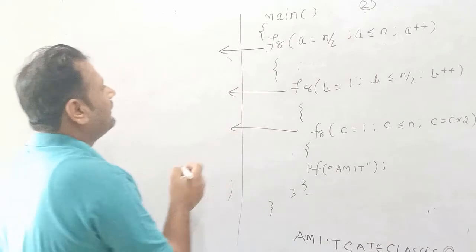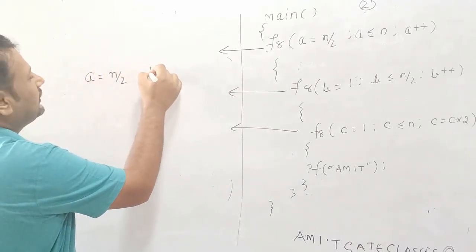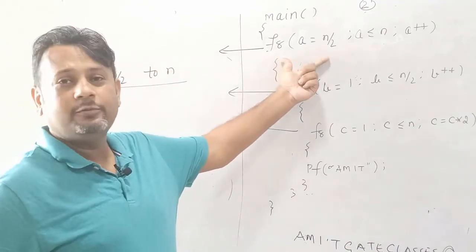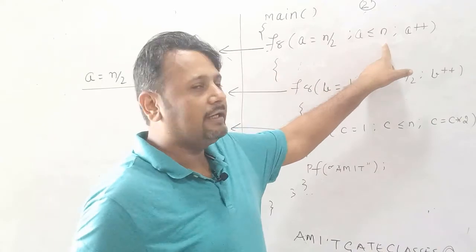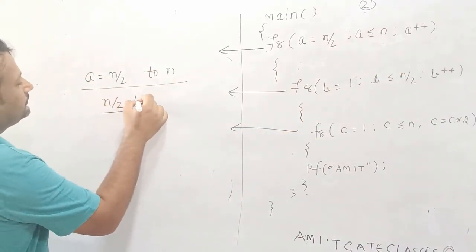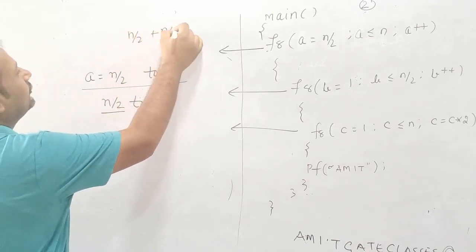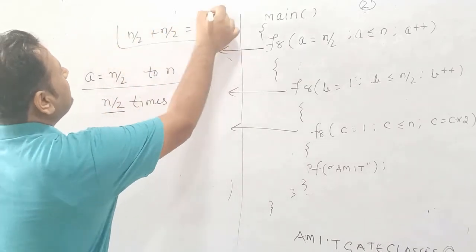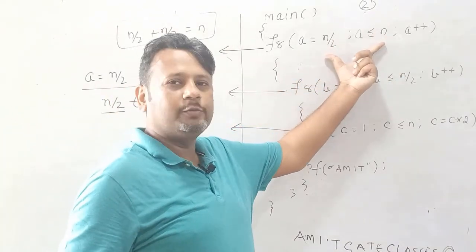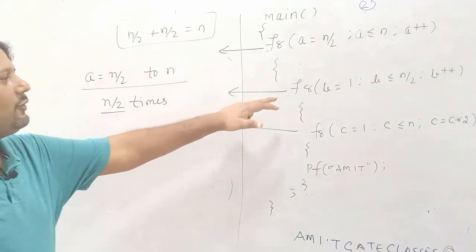Now check this one. In this loop, the value of a starts from n by 2 and goes up to n. Now you tell me how many times this is going to run. N by 2 to n, that means how many times? N by 2. Because n by 2 plus n by 2 will make n, and you can see it is starting from n by 2 and going up to n, so definitely the outer loop is going to run n by 2 times.